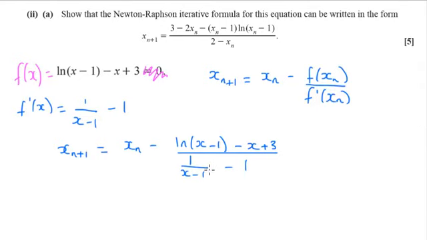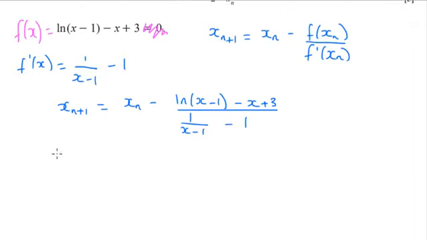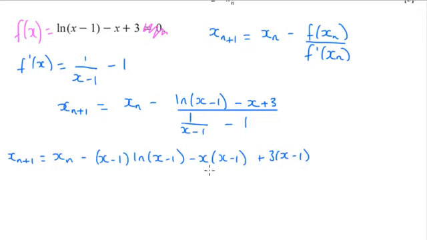So first thing I'm going to do is just times top and bottom of this fraction here by x minus 1, just to get rid of the fraction in the fraction. So xn plus 1, the xn is just going to stay as it is for now. We're going to get minus, so if we're times it by x minus 1, we're going to get natural log of x minus 1 times x minus 1 minus x times x minus 1 plus 3 times x minus 1, all over 1 minus x minus 1. So that's going to be 1 minus x plus 1, which we can rewrite as 2 take x. So next job is to give this a denominator of 2 minus x.